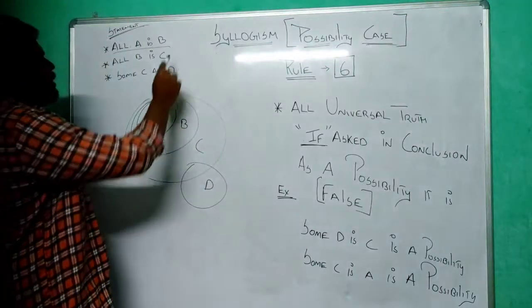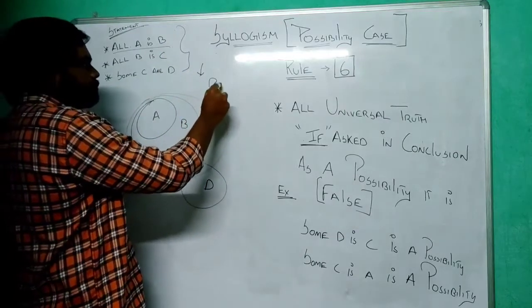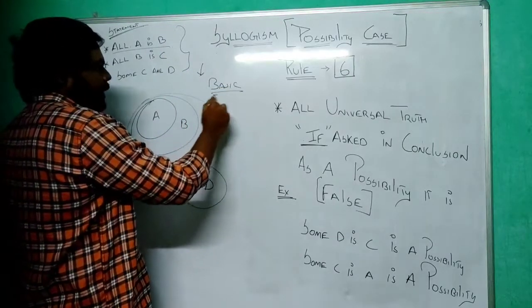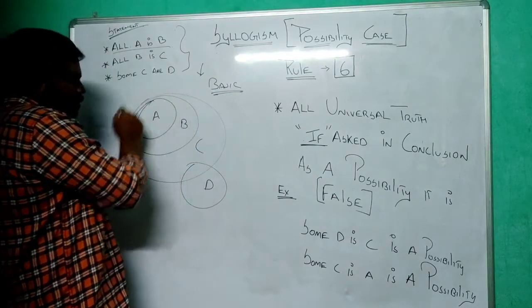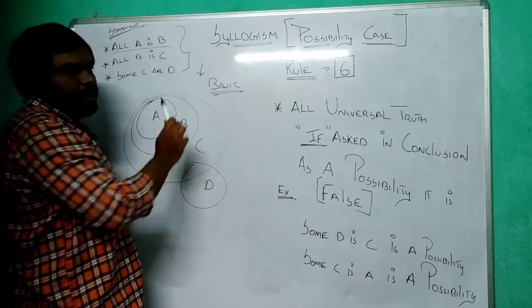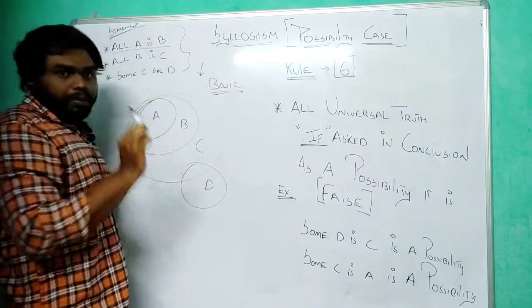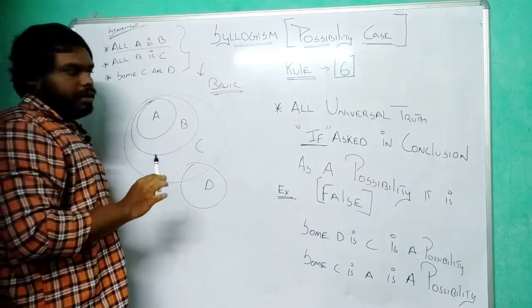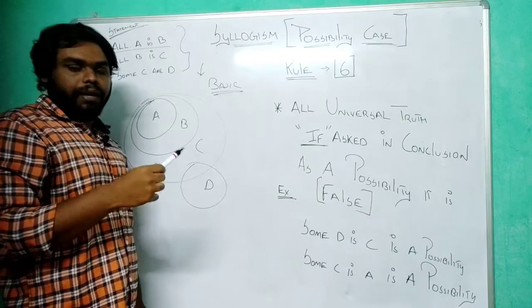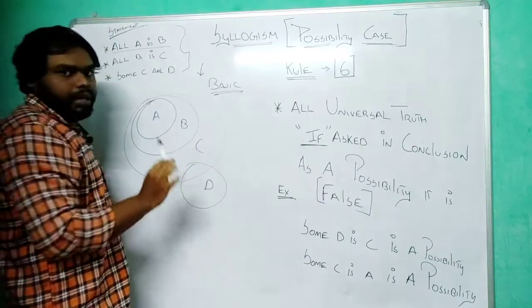So these are statements, and this is the basic diagram for it, right? Basic diagram. We should assume that this is 100% universal truth. All statements are 100% true, and the statement that we have derived from it in the possibility case is 100% true, right? It might differ in other cases, but in the possibility case, you should assume that this is true, right?